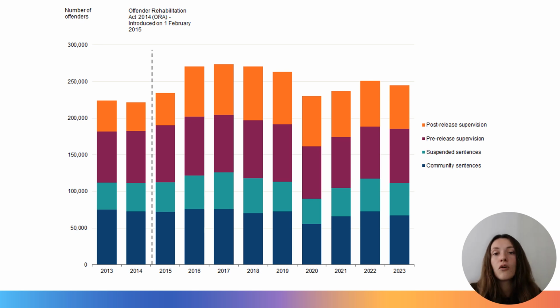This chart is also taken from the Offender Management Statistics in 2023, and it shows the number of offenders under the Probation Service supervision from 2013 up to 2023. The good things about this plot is, first of all, again, it is very clear. The colour palette is distinct and we can clearly see the differences between groups.